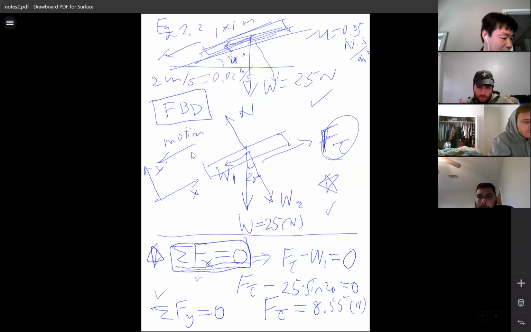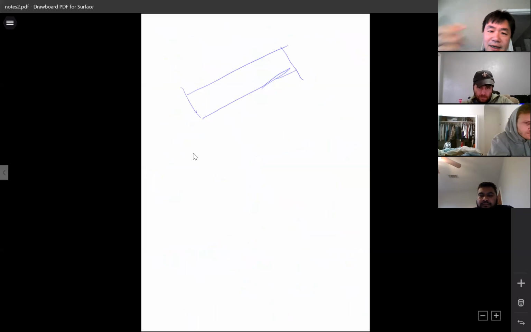I haven't talked about it, right? I'm about to say it. Now the speed of the board going down is 2 centimeters per second. How do we draw the free body diagram of the oil film?